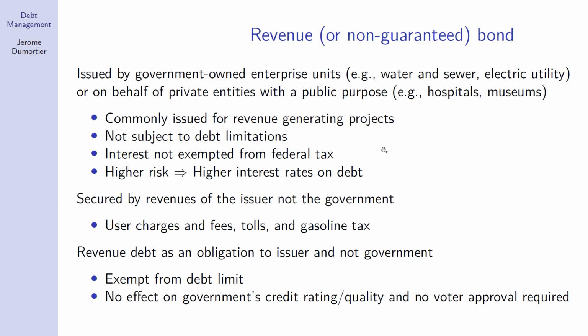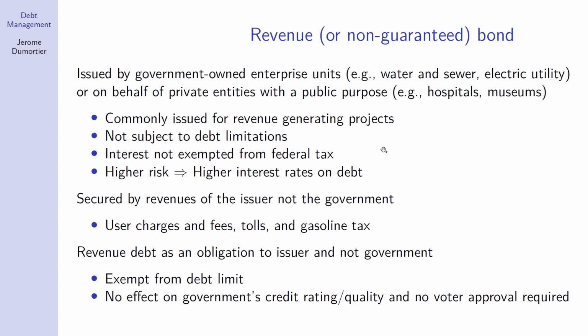On the other hand, you have so-called revenue bonds or non-guaranteed bonds, and those are usually issued by government-owned enterprise units such as water, sewer, or electric utilities. Or they could also be issued by private entities that have a public purpose, such as a hospital or a museum. Those revenue bonds are usually issued for revenue generating projects. You can think here, for example, about a bridge or a tunnel that is collecting tolls.